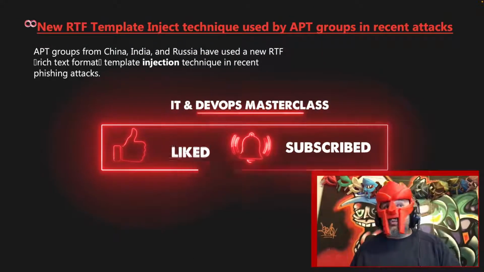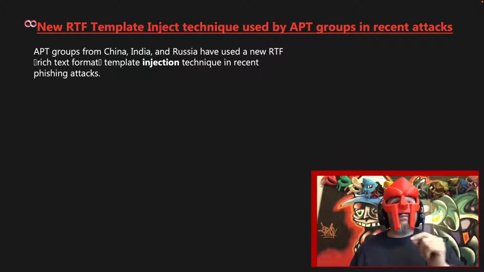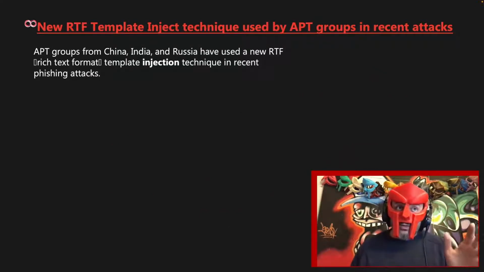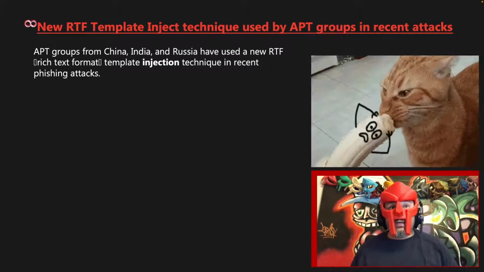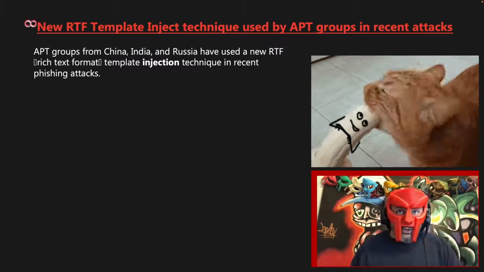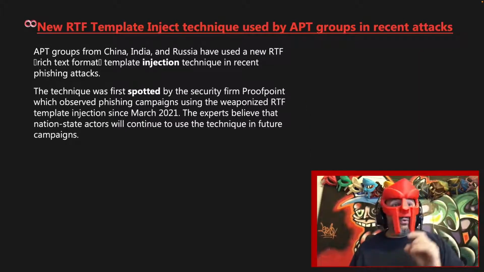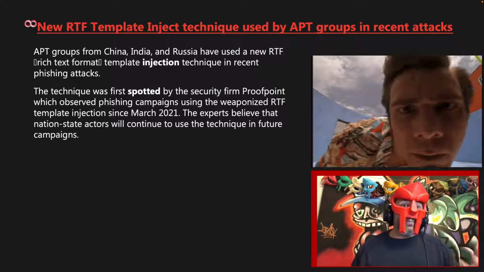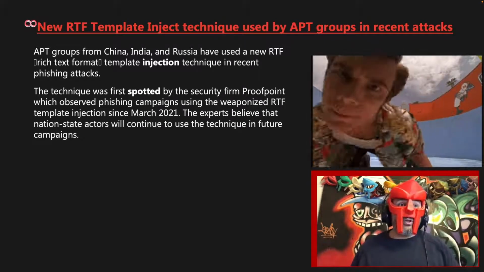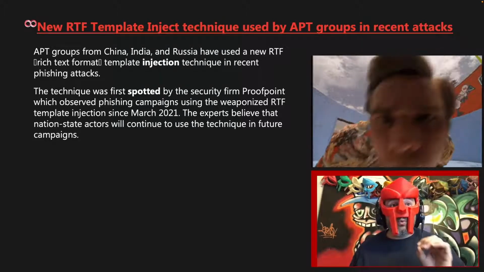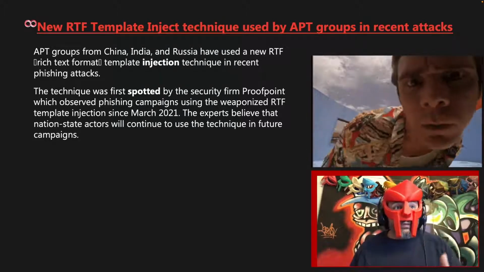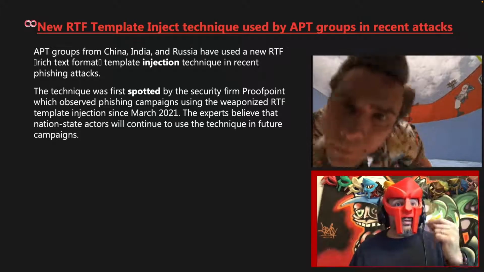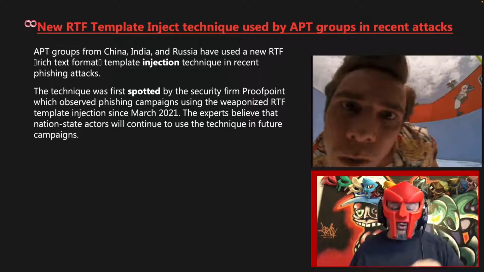from this story. APT groups from China, India, and Russia have used a new RTF, or rich text format, template injection technique in recent phishing attacks. The technique was first spotted by the security firm Proofpoint, which observed phishing campaigns using the weaponized RTF template injection since as early as March 2021. The experts believe that nation-state actors will continue to use the technique in future campaigns.